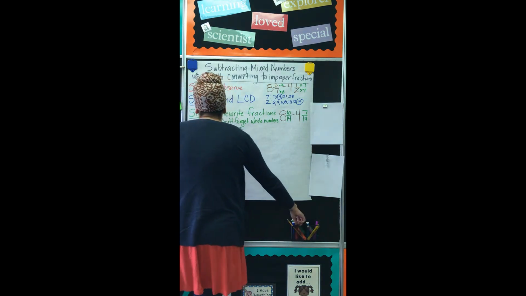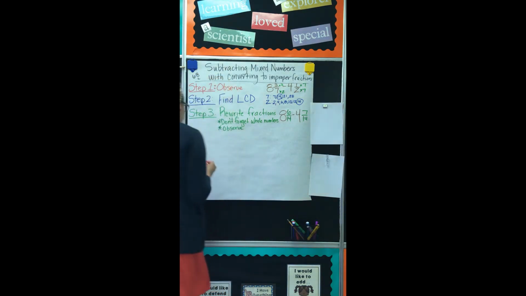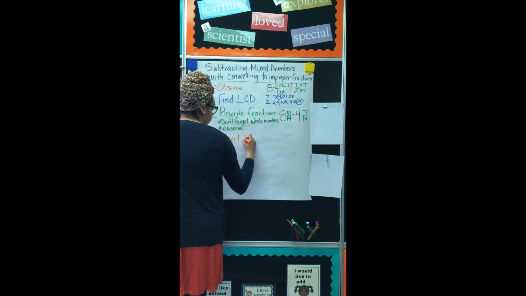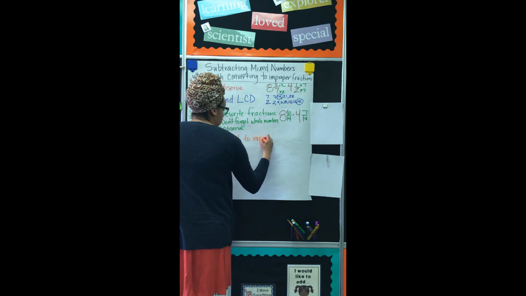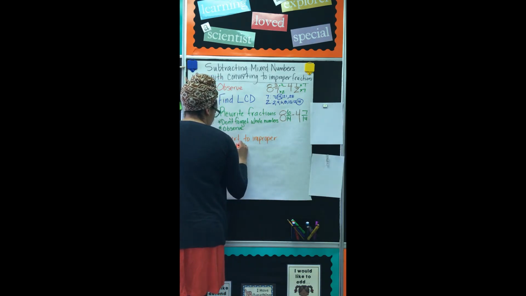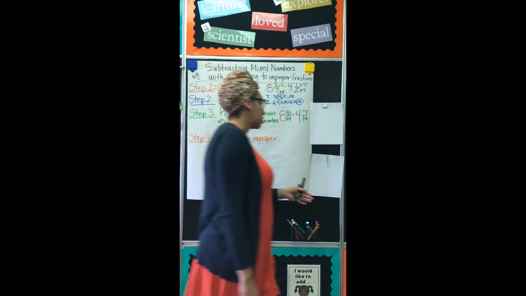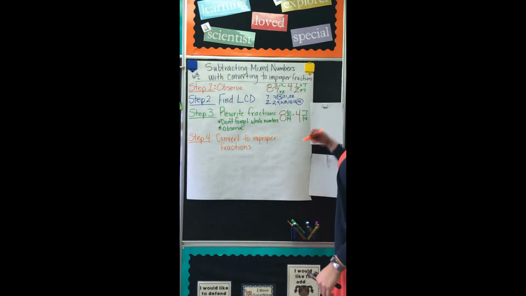So our step number 4 is we are going to convert to an improper fraction. So we're going to convert our 8 and 6/14 and our 4 and 7/14 into improper fractions. Well, if we go back and we think about what we learned in 4th grade and what we practiced earlier this year, how do we convert?